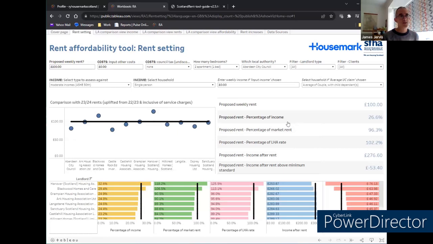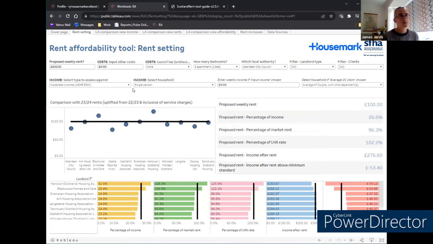the key output metrics. And these are affordability assessments. So there's the percentage of income, percentage of market rent, of local housing allowance, income after rent, and then income after rent above the minimum income standard. So there's 5 different metrics there. So the first one I'm going to talk about, the first 3 relate to income. So that's percentage of income, income after rent, and then income after rent above the minimum standard.